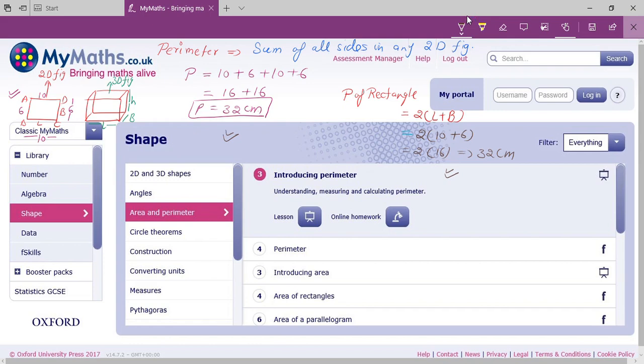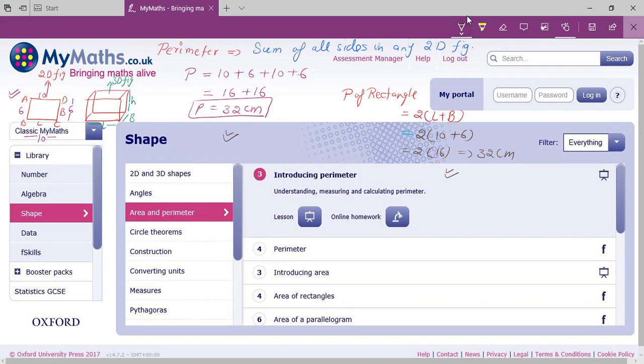And for area, we will go through area. But before that, there is also something you have to understand. Regarding perimeter, it is the general way to find the perimeter of any type of figure that will be given. If all the sides are given, then you apply the sum of all sides and you'll get your perimeter.